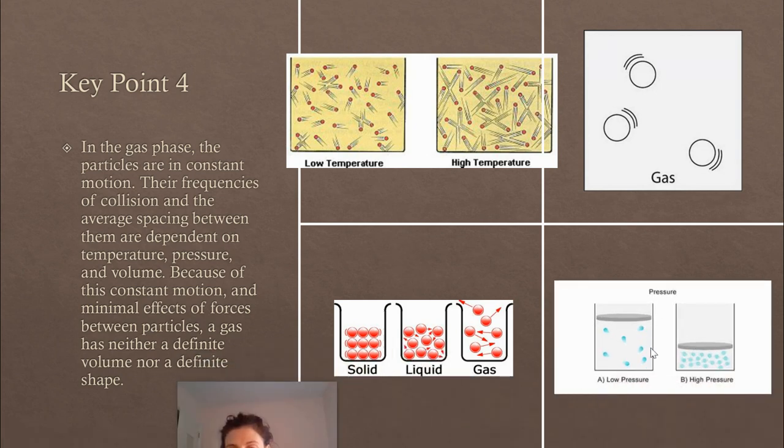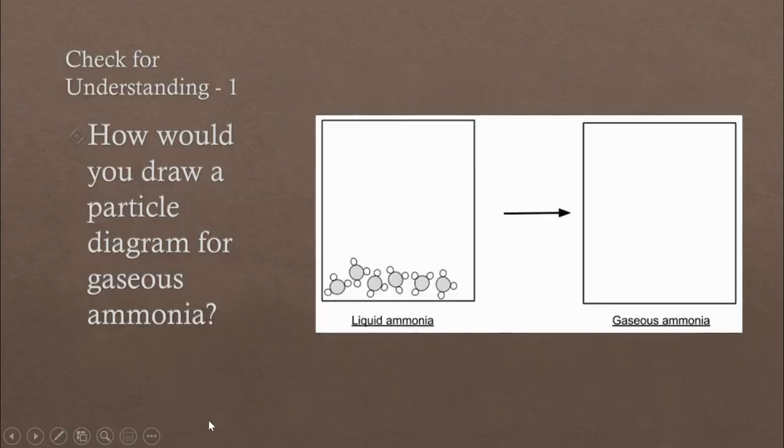And this kind of shows that at low pressure, it'll take up the entire space it's given. And when it's compressed at high pressure, those gas particles will move more closely to each other. So, check for understanding 1. How would you draw a particle diagram for gaseous ammonia? So when liquid ammonia becomes a gas, what changes about it?